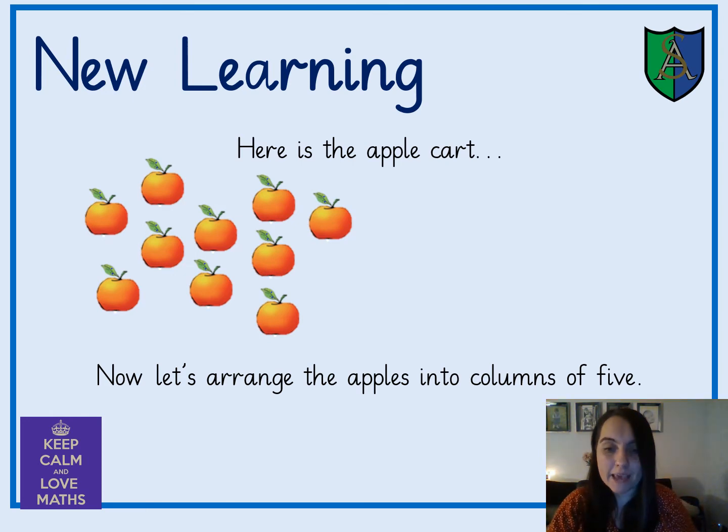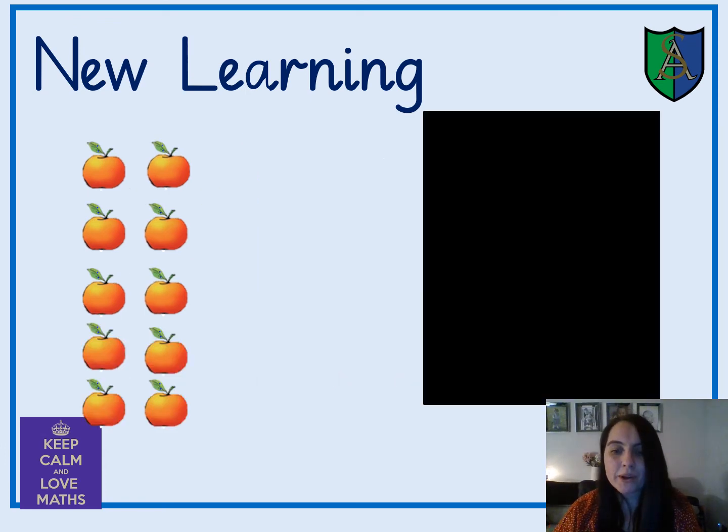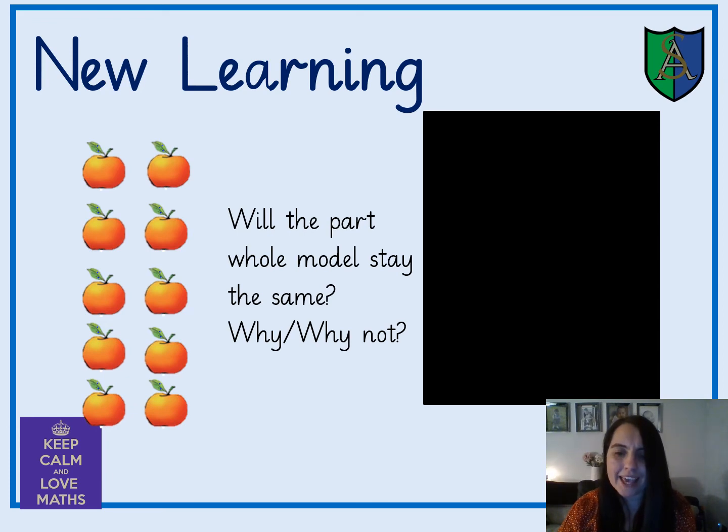We still have the same amount, it's just arranged differently in our array. So remembering what I said earlier about the rows, this time we have 5 rows, remember, with 2 apples in each row. Will the part-whole model stay the same? What do you think? Will it stay the same or will it be different? Why or why not?